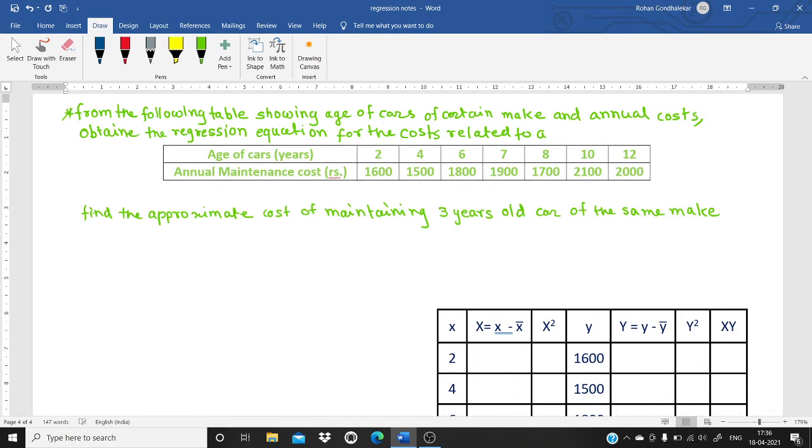Welcome students. In the next lecture on regression, in the previous lecture we have seen one problem. Now in this lecture also we would like to discuss another problem with some interesting calculation part.